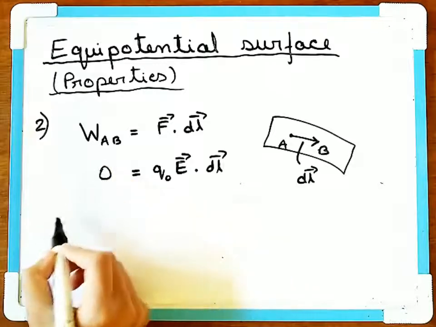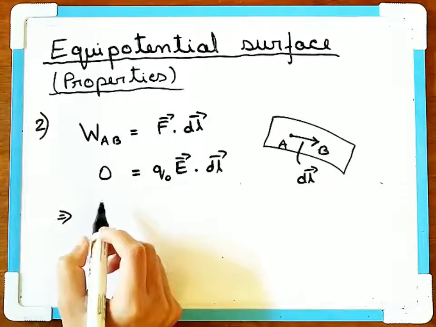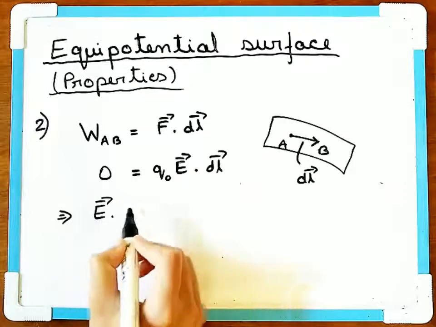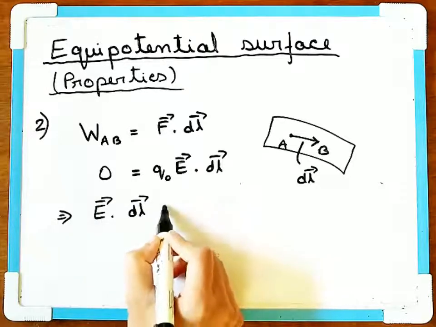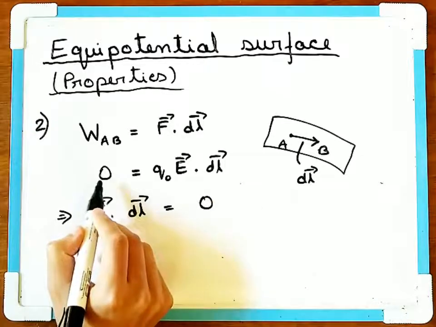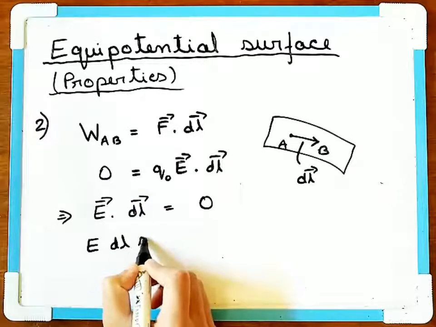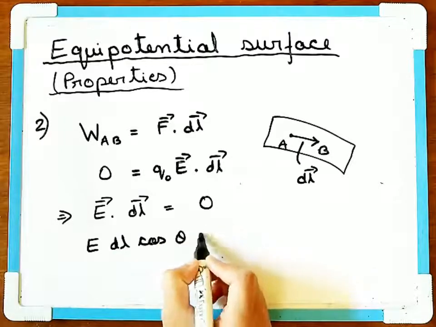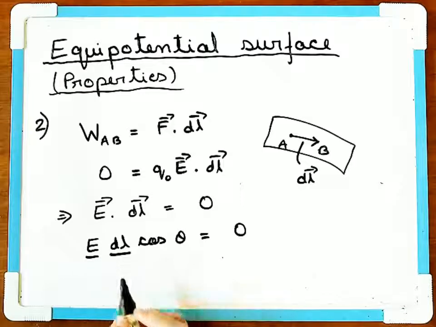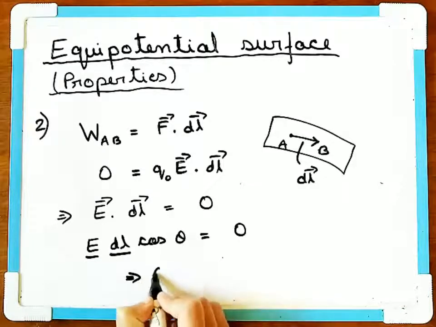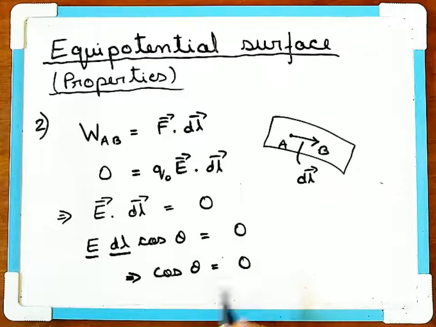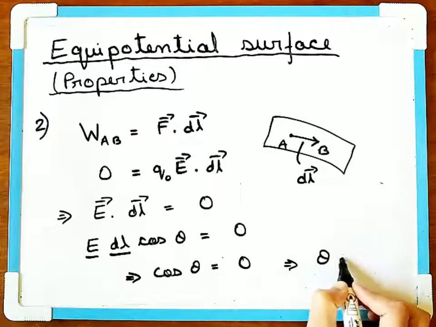So this implies that, since Q naught cannot be equal to 0, E dot dl will be equal to 0. Remember, this is from property number 1. So we have E dot dl, then we have E dl cos theta, which is equal to 0. Now E cannot be equal to 0, dl cannot be equal to 0, so this implies that cos theta is equal to 0. So here this angle will be equal to 90 degrees, since cos 90 is equal to 0. So this implies that the angle theta is equal to 90 degrees.